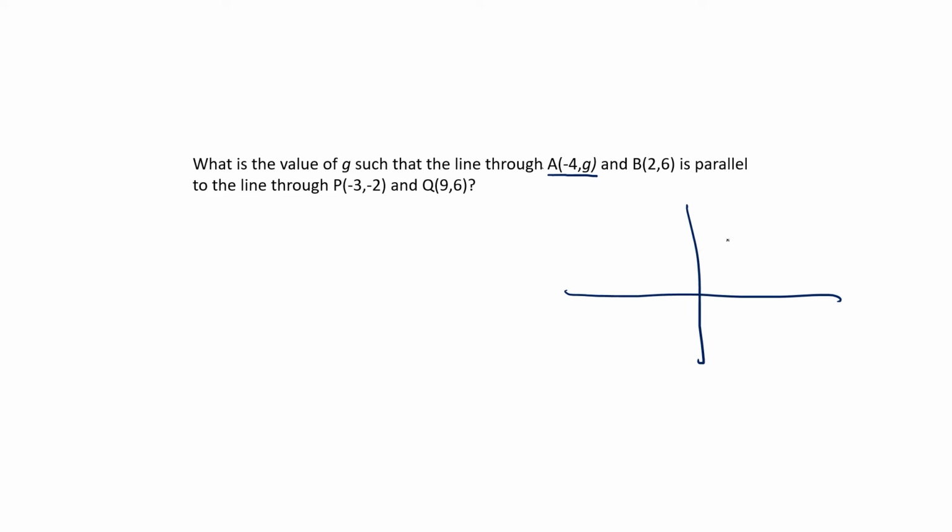B26 is going to be like there-ish. B, and that will be 2, 6. It's important to label them so that you can use this picture for your math. And then our PQ line, we go negative 3, negative 2, about right there, and 9, 6.